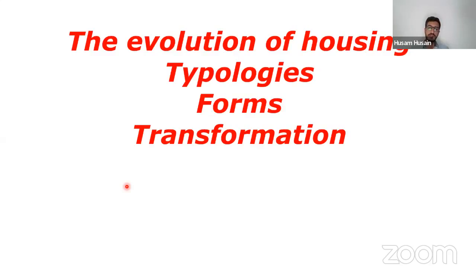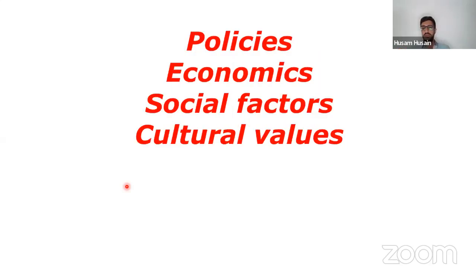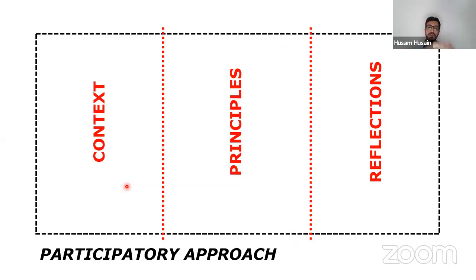We need to understand the densities at different areas. We need to understand the policies. We need to understand economics, social factors, and cultural values, and how people adapt to these spaces. So there are three main pillars here to understand housing.